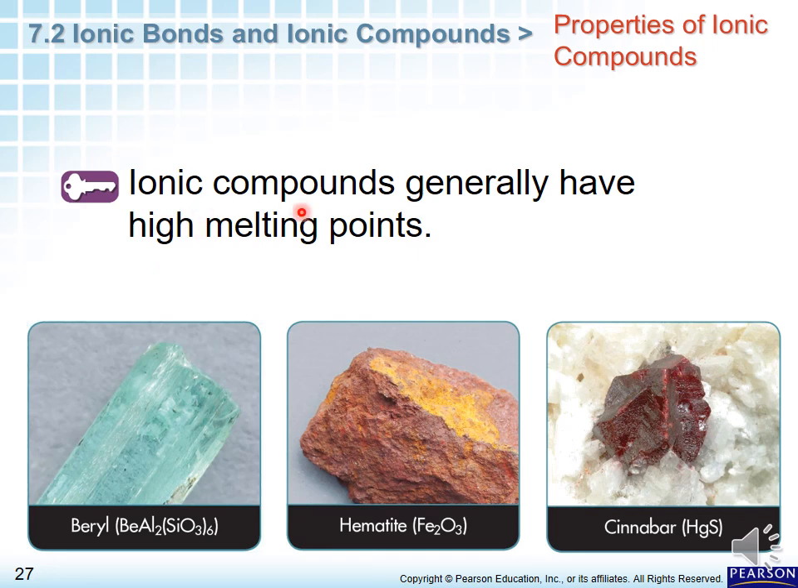Number two, ionic compounds generally have high melting points. So most ionic compounds have high melting points. Why? Because the attraction between the ions is very strong, and we need more energy to break this attraction, to break the ionic bond.